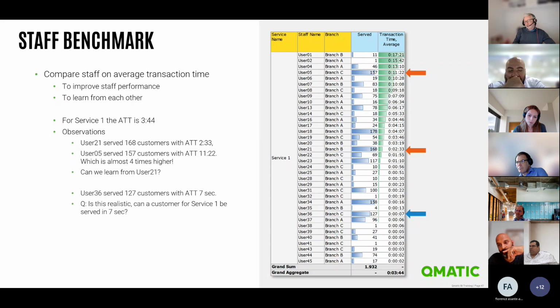My point being, staff benchmark is used a lot by several organizations to find out what the normal average transaction time is for a certain service. Keep in mind, this is not only good for finding out something about staff members. It's also good to find out what my slot lengths for appointments should be.